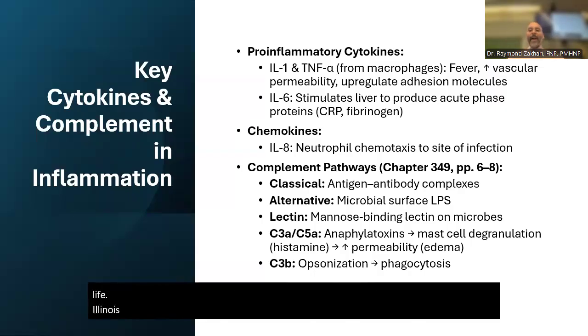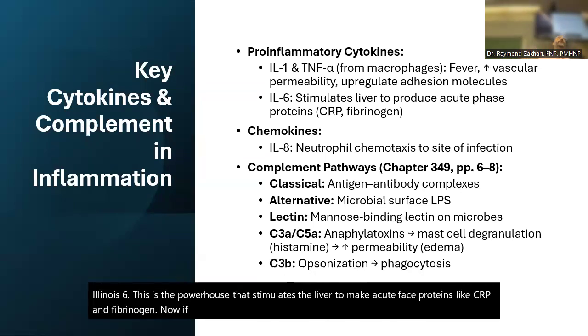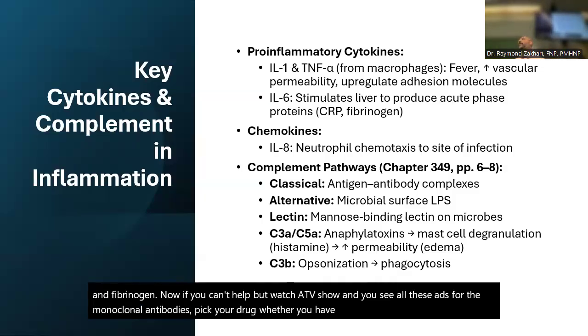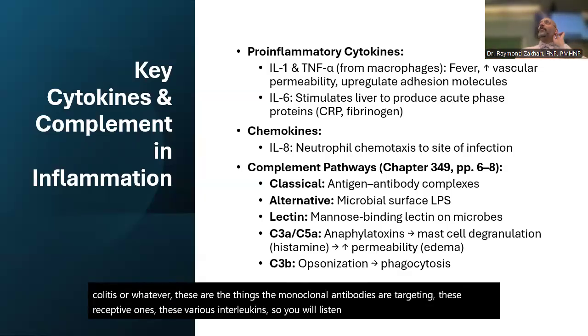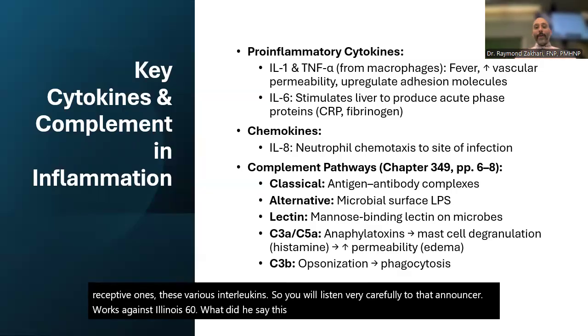IL-6, this is the powerhouse that stimulates the liver to make acute phase proteins like CRP and fibrinogen. Now, if you can't help but watch a TV show and you see all these ads for the monoclonal antibodies, pick your drug, whether you have psoriasis or eczema or ulcerative colitis or whatever. These are the things the monoclonal antibodies are targeting, these receptors, these various interleukins. You will listen very carefully to that announcer and he'll say, works against IL-16. What? What did he say? Yeah, well, this is what we're talking about here.